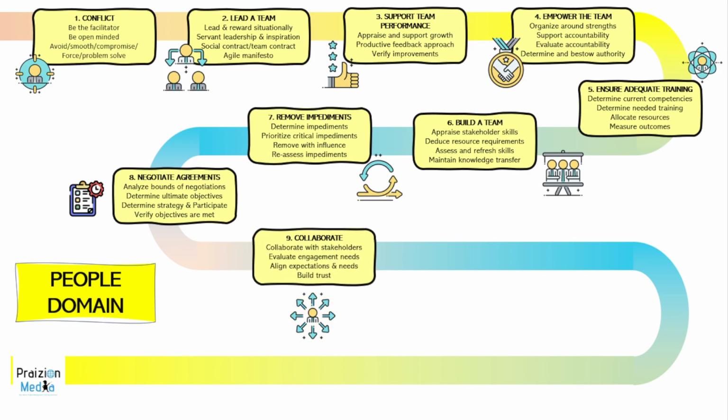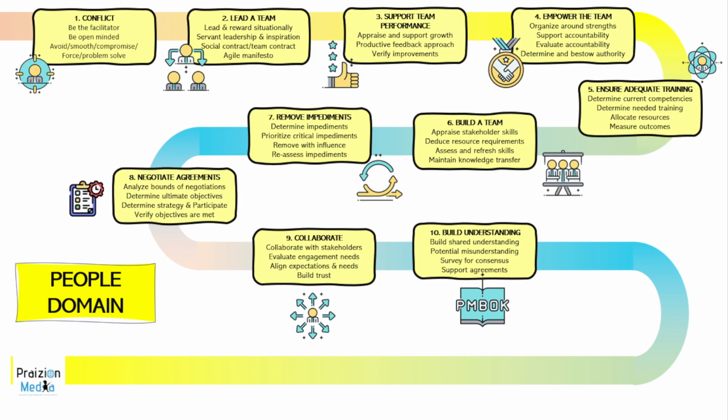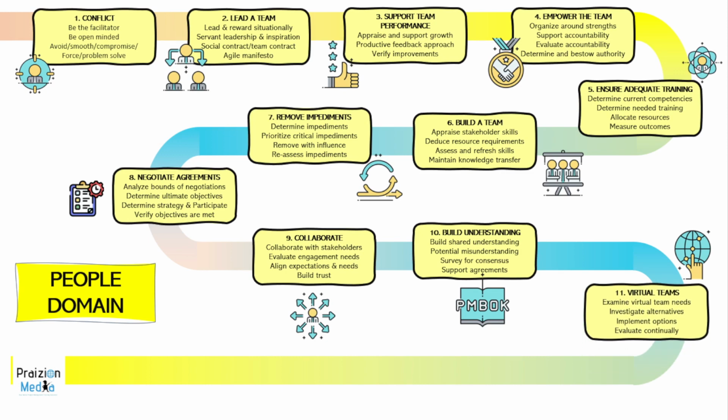Number 9, collaborate. Collaborate with stakeholders. Evaluate engagement needs, align expectations and needs, and build trust. On day 10, we talked about building understanding. Build a shared understanding. And be proactive to find any potential misunderstandings. Make sure you survey for consensus. Remember, consensus is all about the group deciding. We talked about this at length on day 10, so watch that video if you haven't.